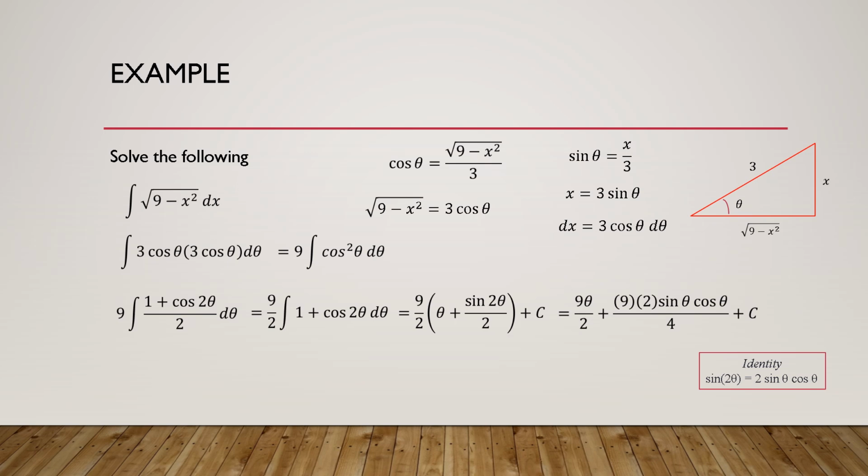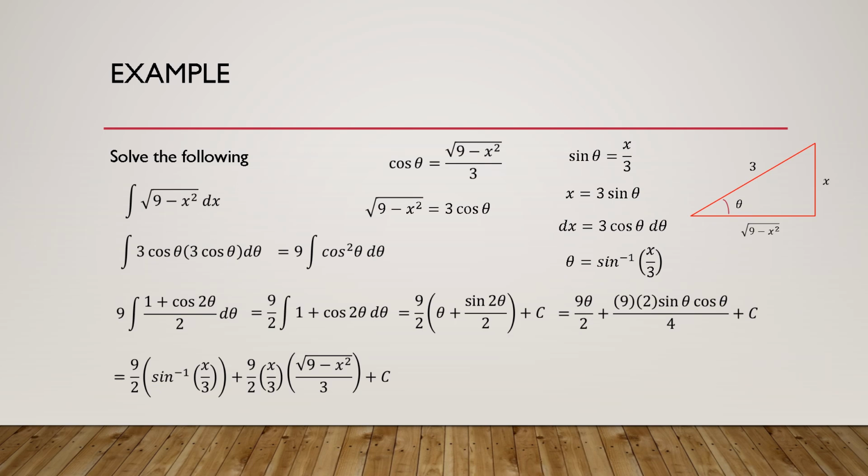Since the original integrand was a function of x and dx, we need to replace theta. Going back to our triangle, sine theta equals x over 3, so theta equals arcsine of x over 3, so we can substitute that into our first term. In the second term, sine theta can be substituted for x over 3 and cosine theta for the square root of 9 minus x squared over 3. We then simplify for the final answer: 9 over 2 times arcsine of x over 3 plus x times the square root of 9 minus x squared over 2, plus c.